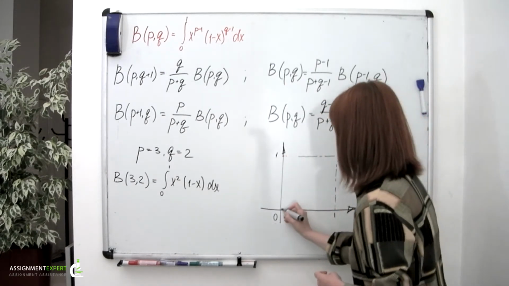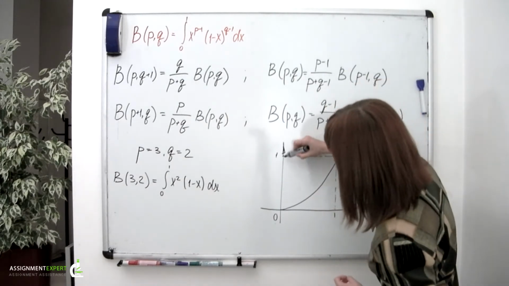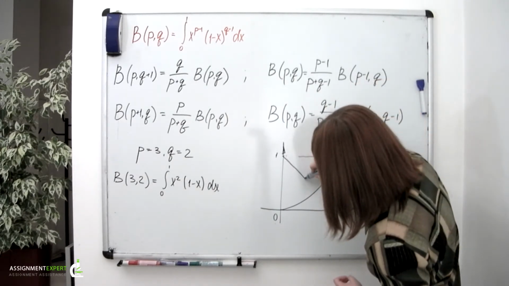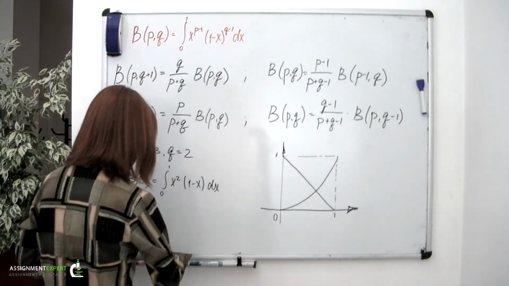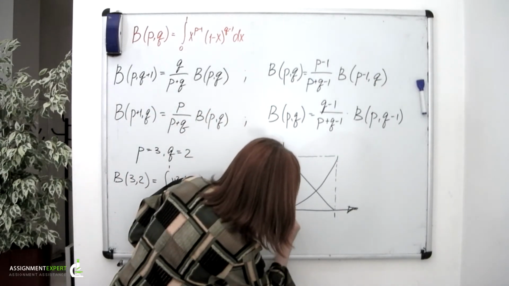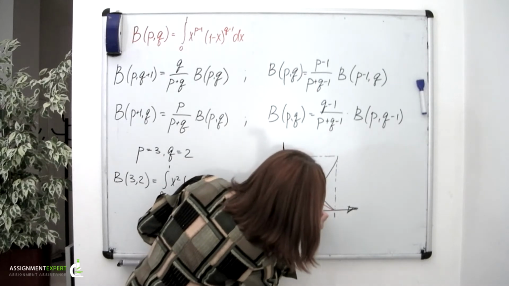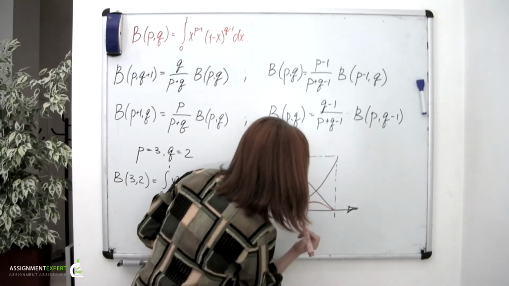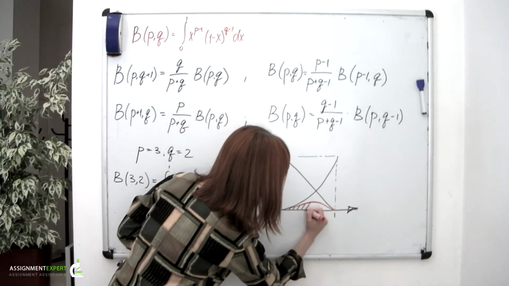So we had a parabola, and we multiplied it by a straight line. And the product curve went like this. And this was the area we needed to find.